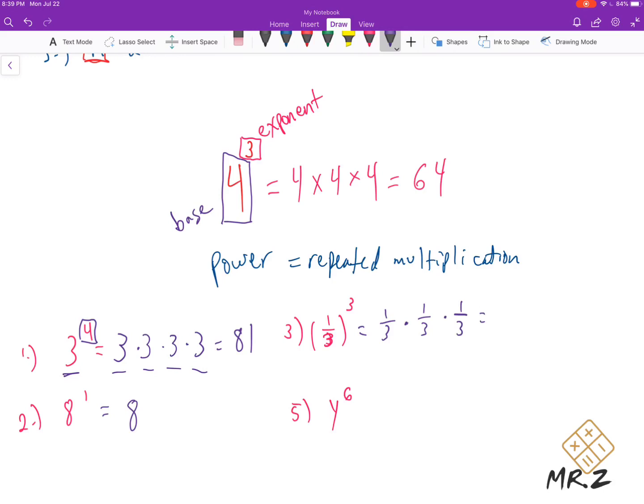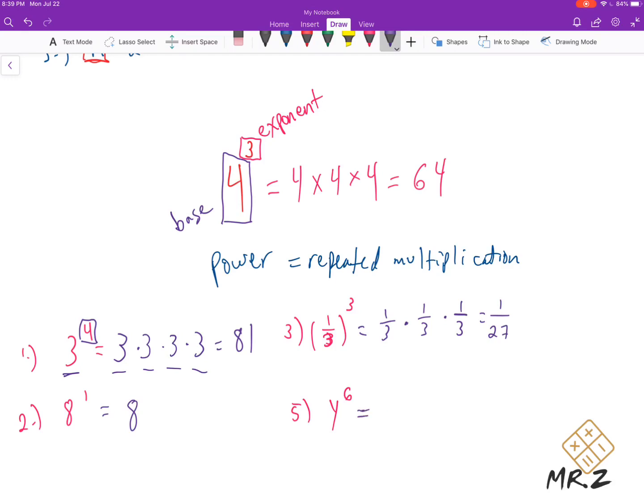Again, when you multiply fractions, you just multiply all the top numbers together and all the bottom numbers together. So 1 times 1 times 1 is 1. The bottom numbers now. 3 times 3 is 9. 9 times 3 is 27.